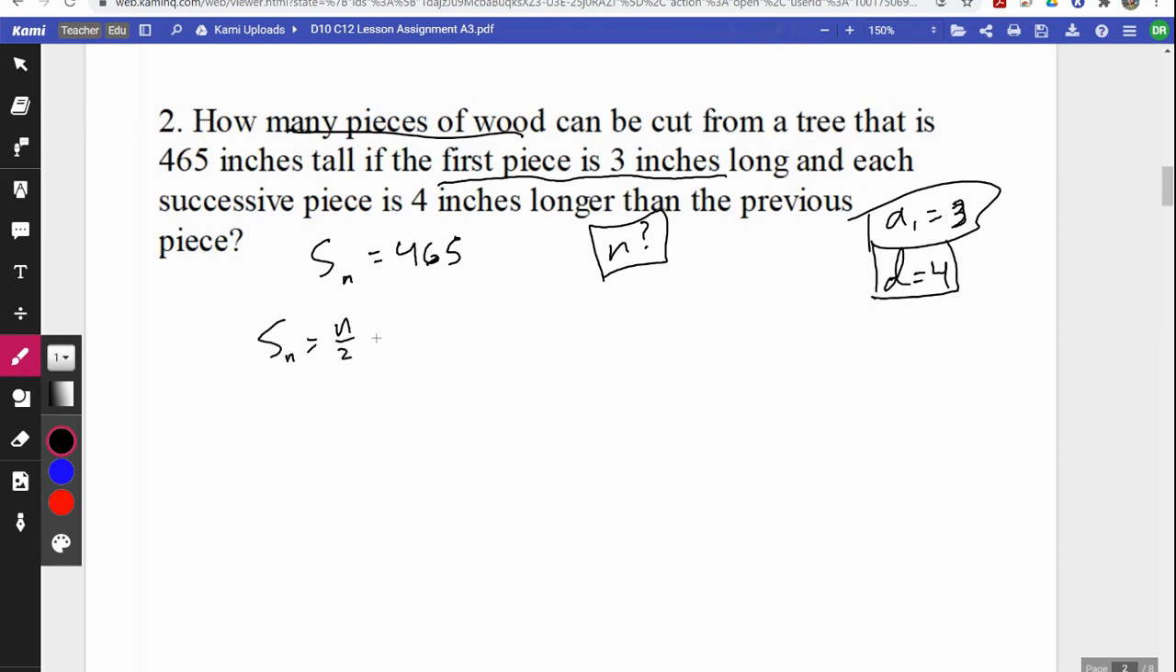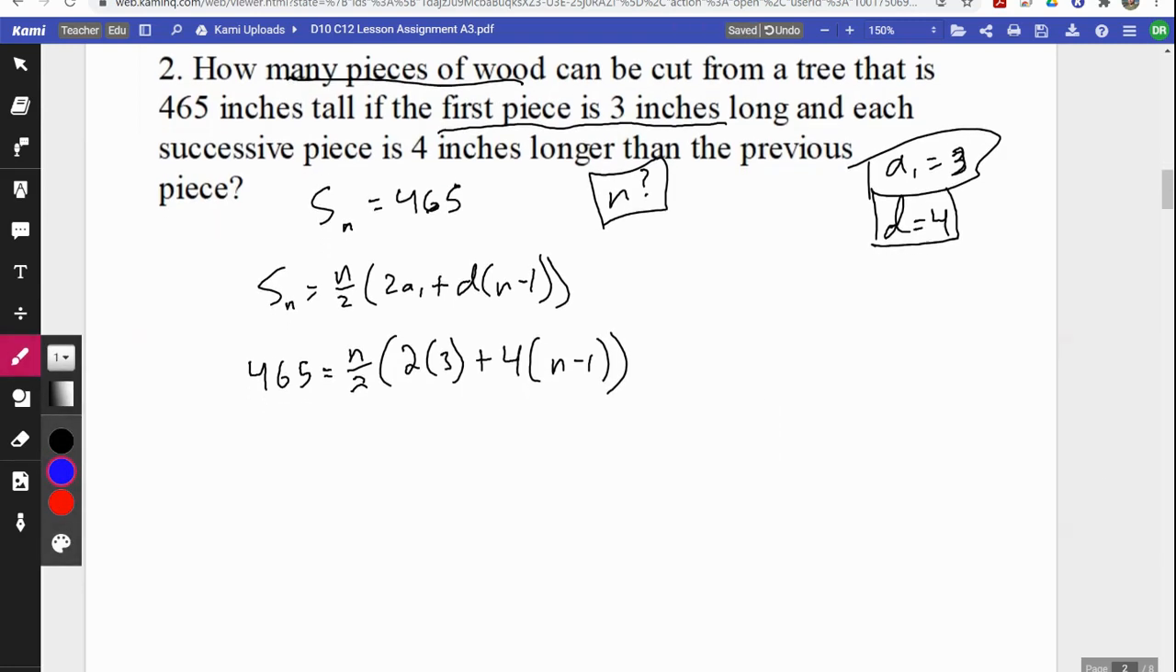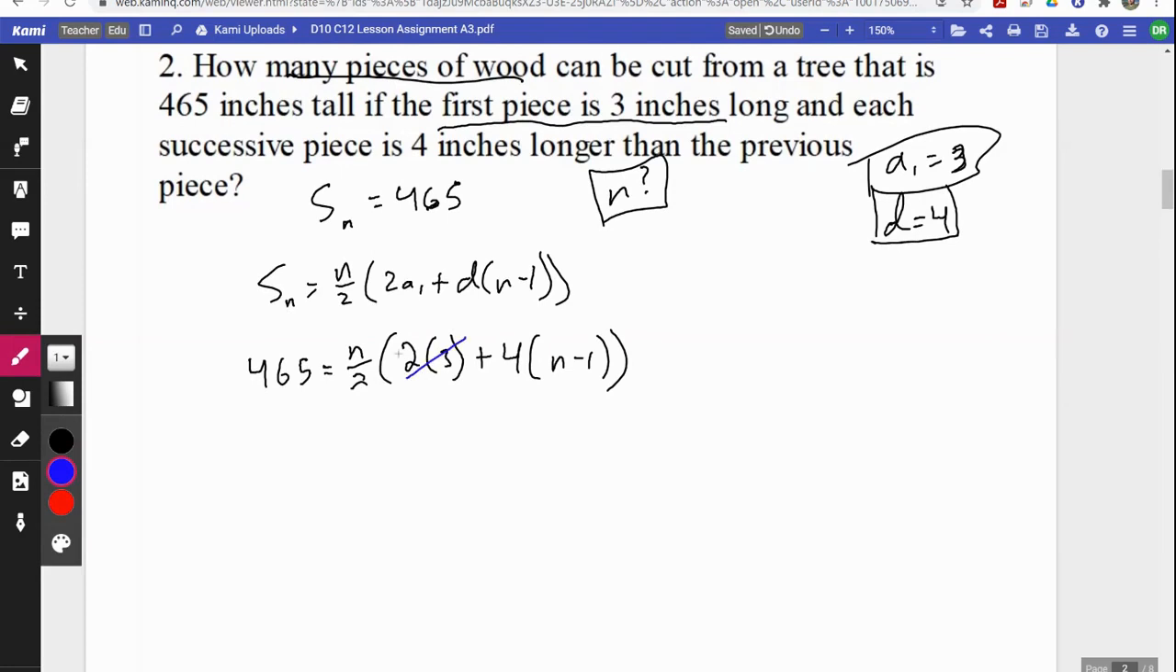S sub n is equal to n over 2, 2 times a sub 1 plus d times n minus 1, and just see where we are. So this is 465 equals n over 2, 2 times 3 plus 4 times n minus 1. And we can go through some simplification here. This is going to be 6. You could distribute this. This would be 4n minus 4. And so we have 6 plus 4n minus 4, all in parentheses.